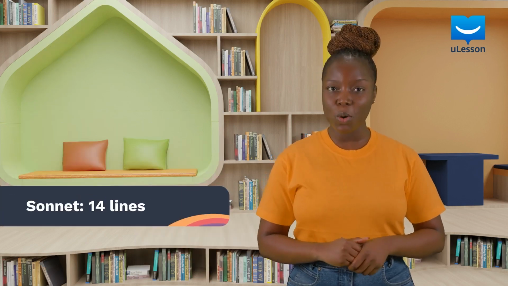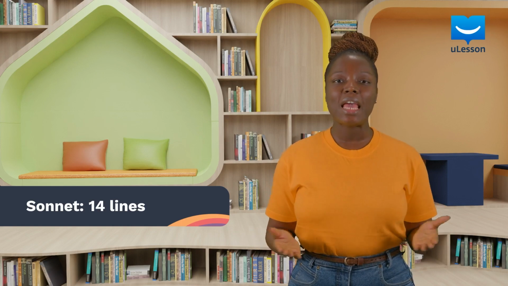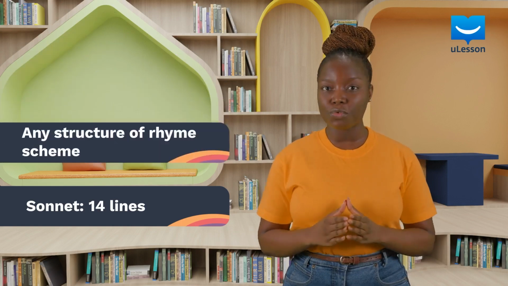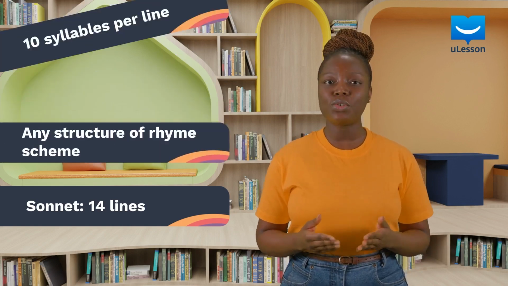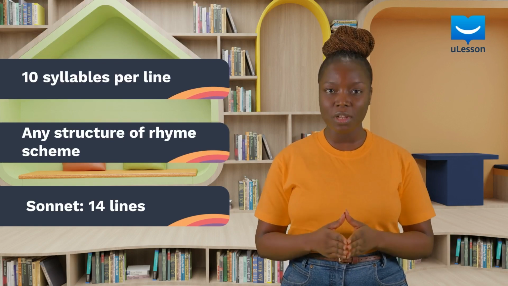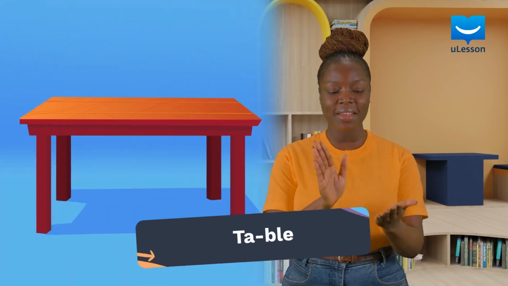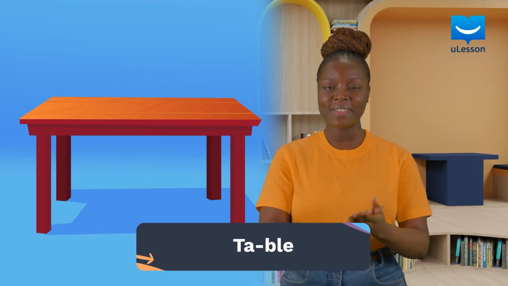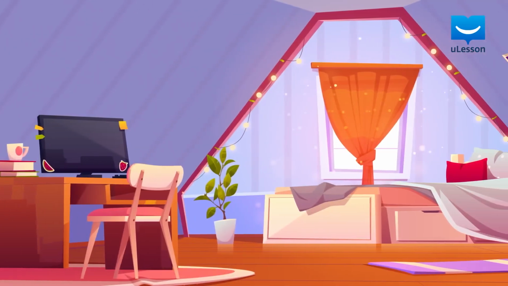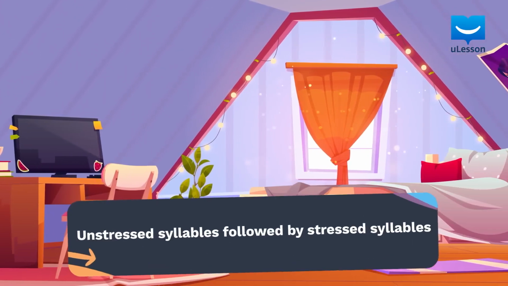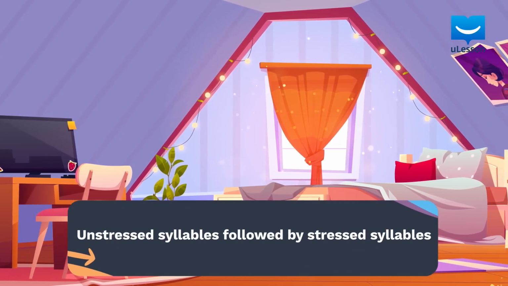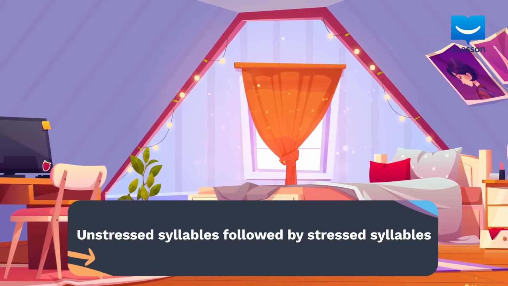A sonnet is a poem of 14 lines. It can have any structure of rhyme scheme. It usually has 10 syllables per line. Recall what a syllable is? We simply say a syllable is the number of times you experience a break in a word. So, bull. The 10 syllables will follow the iambic pentameter, which is unstressed syllables followed by stressed syllables.